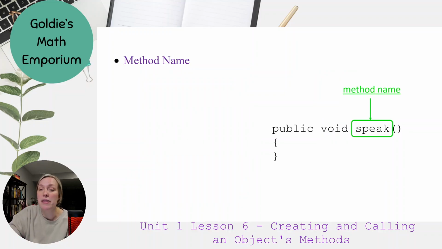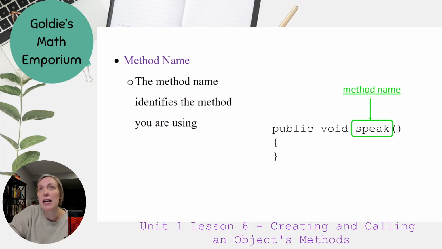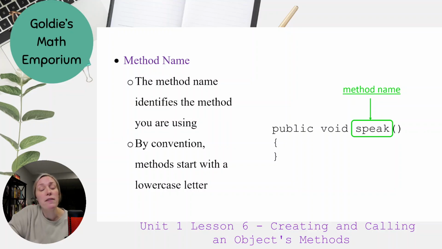Next is the method name, and that's going to come right before those parentheses there. Now, the method name identifies, of course, the method you'll be using, so it can have any name. It's like a variable. You can name it anything. By convention, these usually start with a lowercase letter, although they don't have to. Kind of like how our classes always start with an uppercase, but they don't technically have to start with an uppercase. So all methods will start with a lowercase, and they usually are descriptive of what the method does.